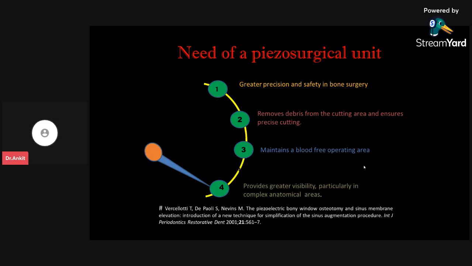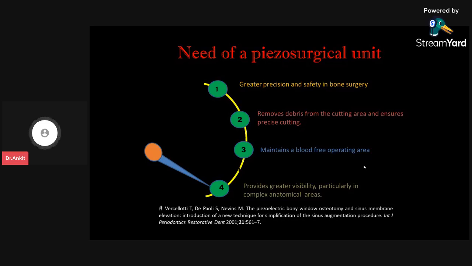Now, the fourth part is that when we use it, it provides greater visibility, particularly in complex anatomical locations. In such a scenario, the piezotome holds great importance, because in complex anatomical locations like the posterior mandible and the posterior maxilla, you need to have greater visibility because of the anatomical location. You cannot see the lower mandible in the sagittal half of the area. Or say when you are cutting, when you are putting an implant in the sinus lift region, you need to see the area.